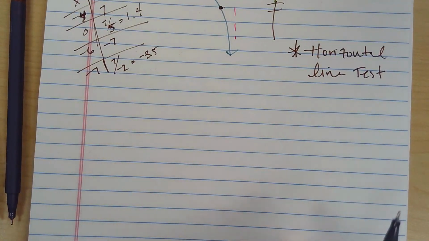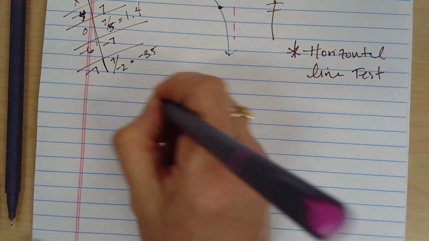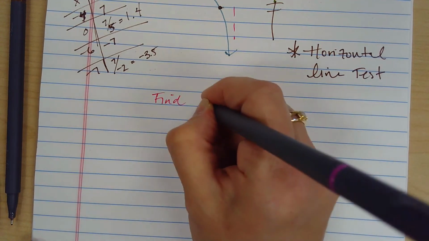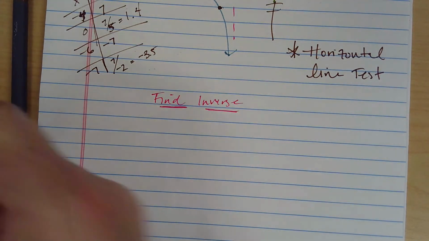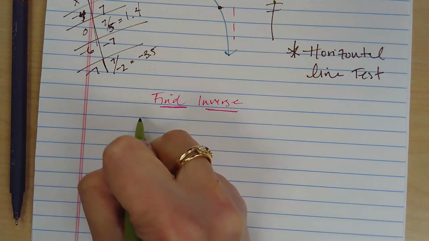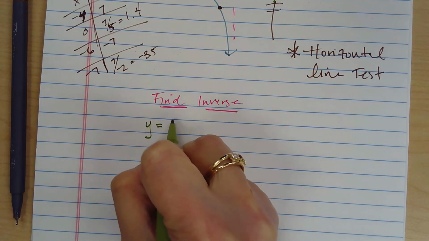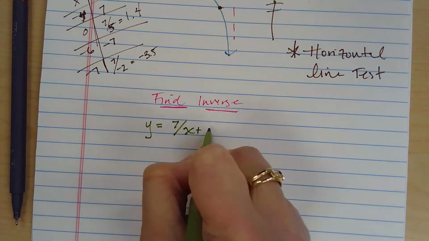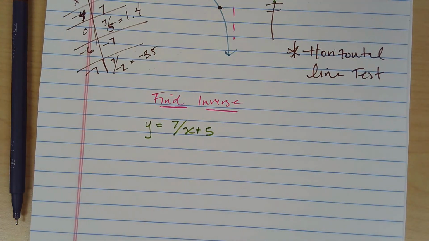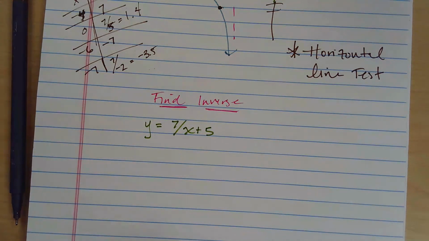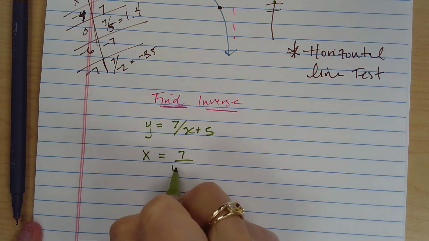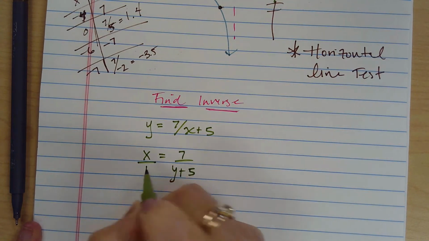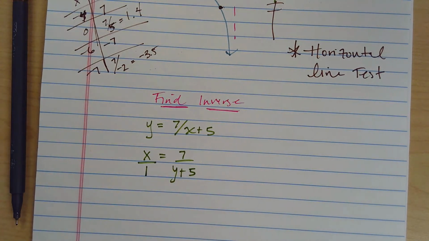Another way is kind of using our idea of how to find an inverse. So to find an inverse, let's start with our equation. So I'm going to change this to y equals instead of f of x equals. You would do this the same way we did this in the previous units. You would switch x and y. Okay. And then you would solve for y.